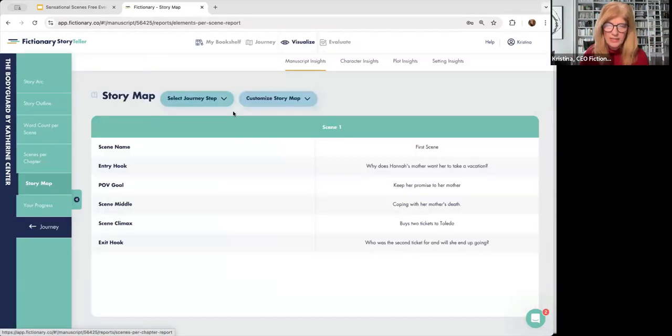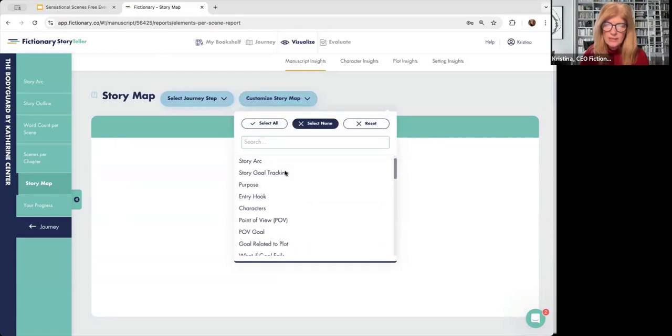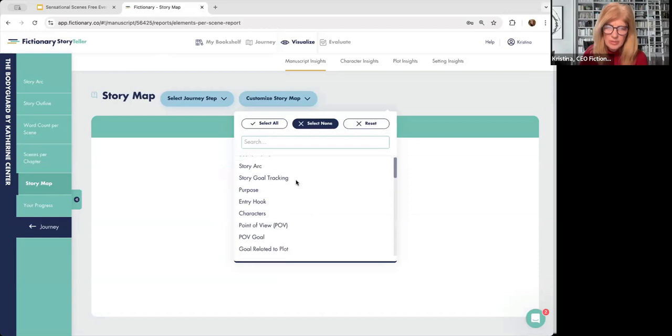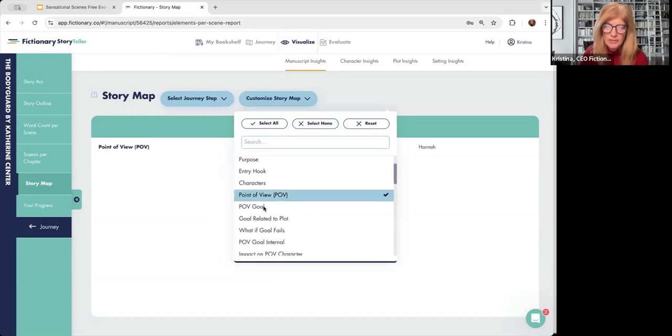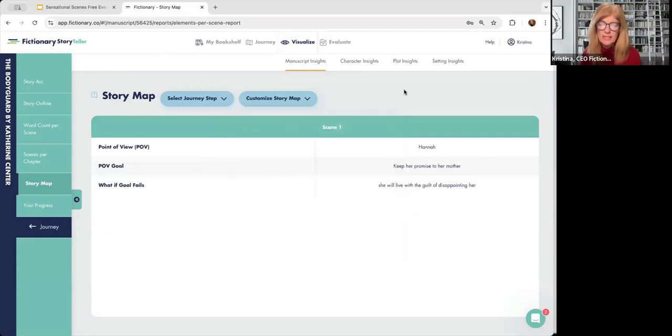The story map is over here, and this is the scene structure, but what I want to do first, I'm going to select none, and I want to select my scene skeleton blurb. And the scene skeleton blurb is the point of view character, their goal, and what if the goal fails. Now we only have one scene in here, but you could have this for your whole novel.